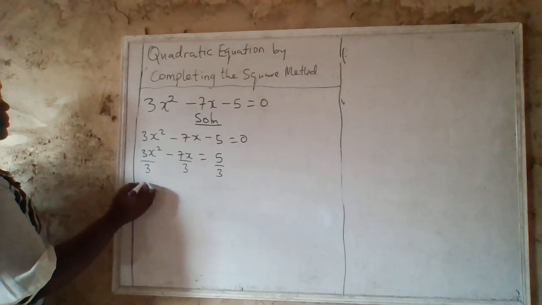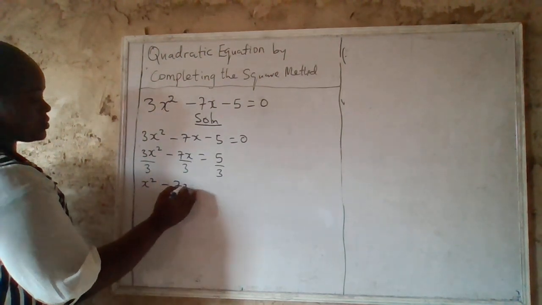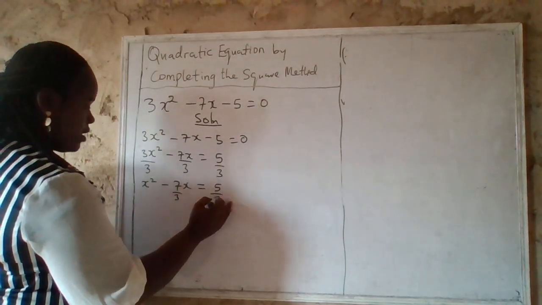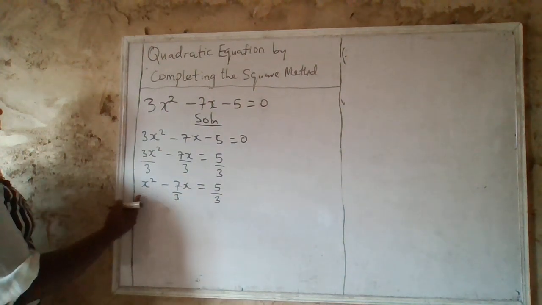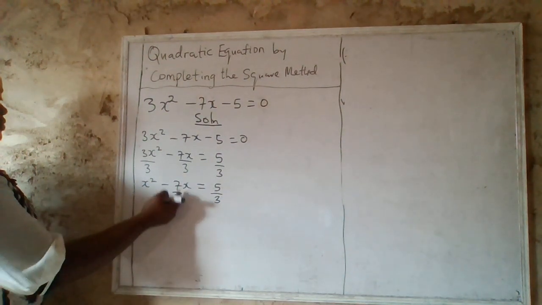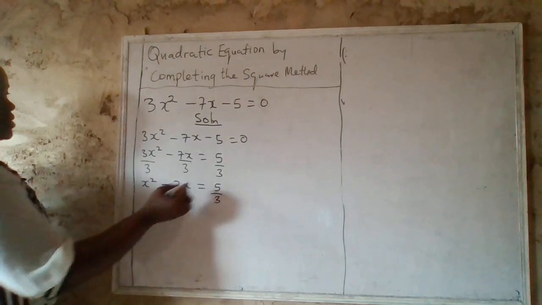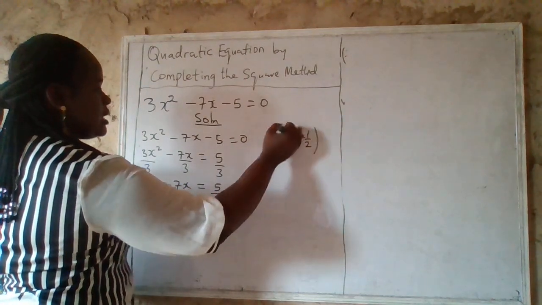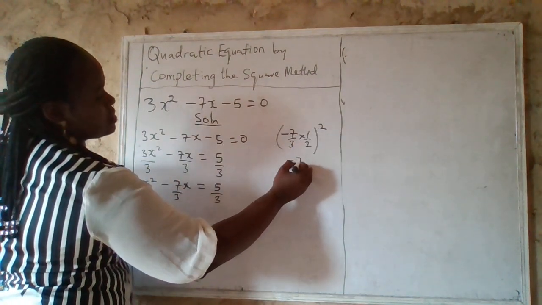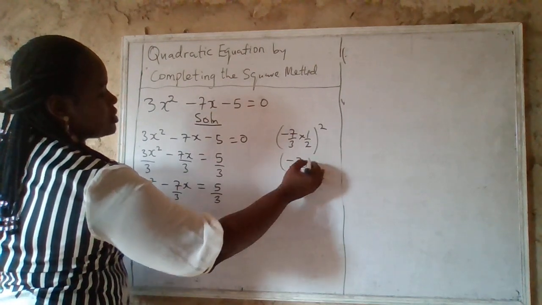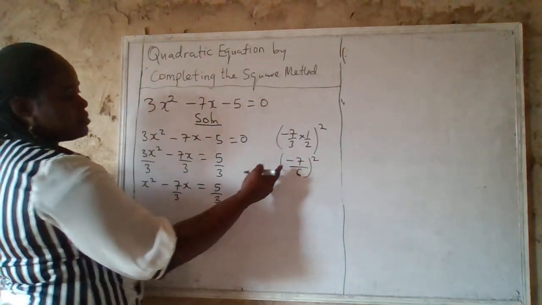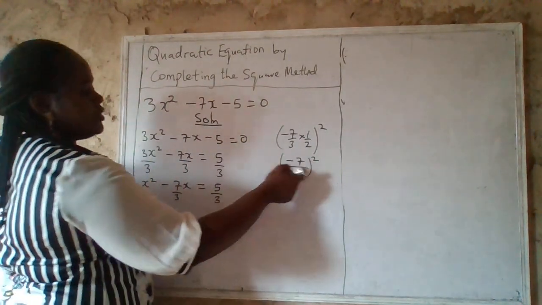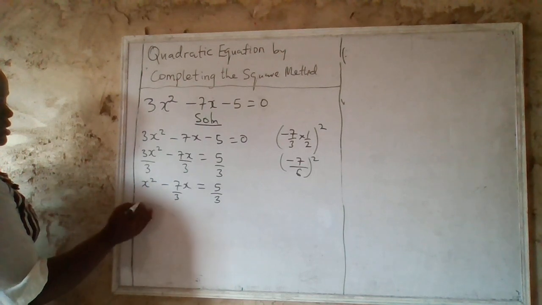So that we have x squared minus 7 over 3x is equal to 5 over 3. Now, the second step is to take the coefficient of x. The coefficient of x is minus 7 over 3, then half of it and square it. And that will give me minus 7 over 6 squared. Observe how I always leave this without actually solving it. I'm now going to plug it into my equation.